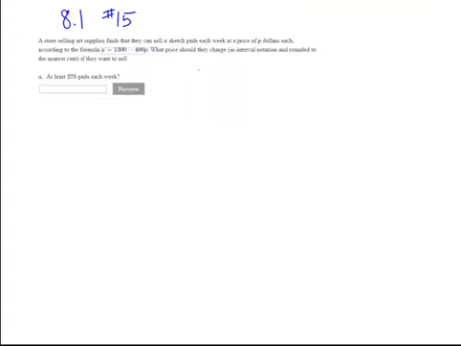The first thing I usually do in working a word problem is I try to figure out what my variables are. So it tells me that X is the number of sketch pads. I'm just going to write the number of pads. Then the P is the price in dollars.